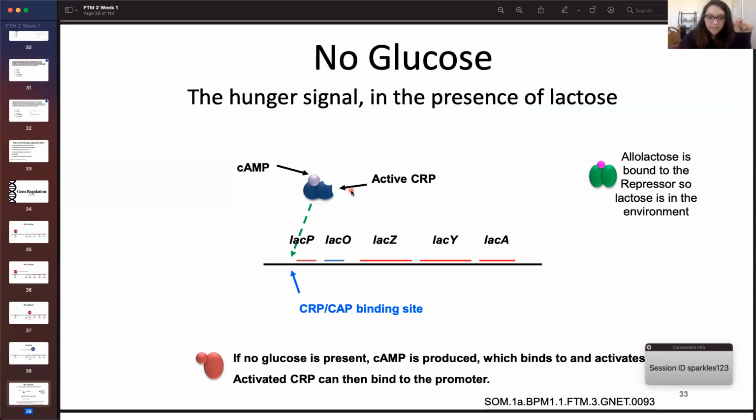So your cyclic AMP binds to this active CRP or CAP, depends on what diagram you're looking at, they'll be named either one. And then that's going to bind to the CAP binding site. And then when you have your lactose, your allolactose is chilling over here, bound to your repressor so that your repressor can't bind to lac-O. So with no glucose and lactose present, you are going to have the promoter bound and nothing repressing the operator. So you are transcribing your lac operon.